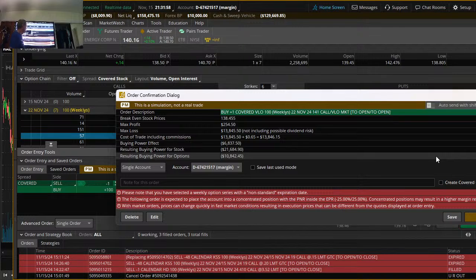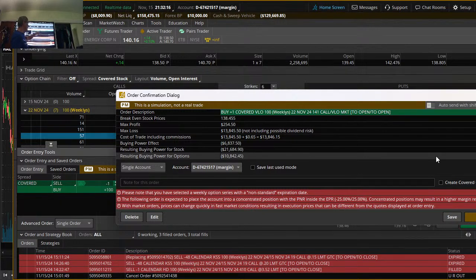All right, so here's my order. Buy one covered call VLO 100s. Those are the weeklies, 22 November 24. That's this coming Friday. Not today, but next Friday coming up.